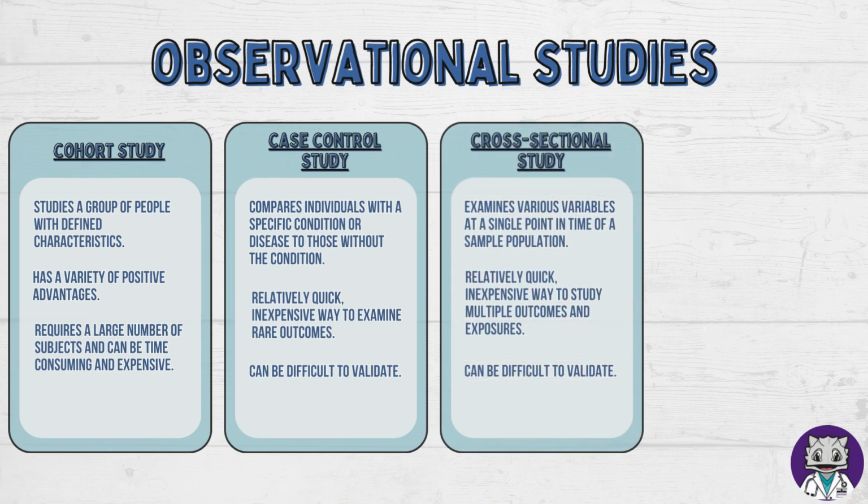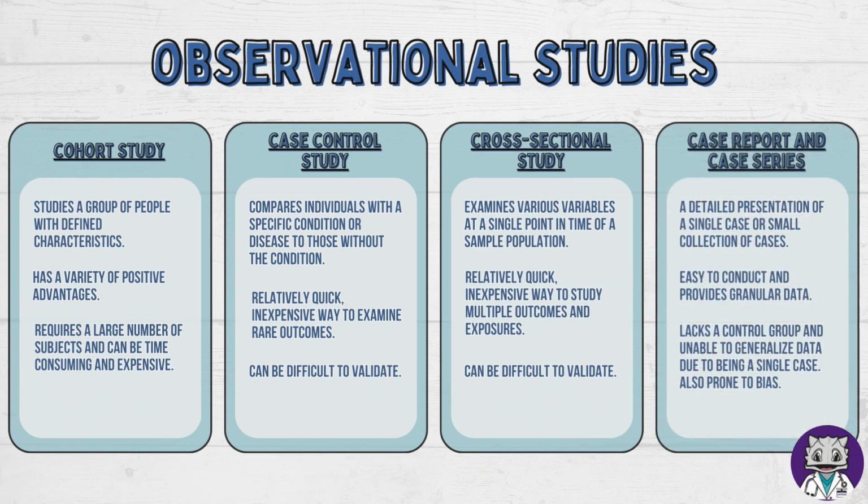Thirdly, we have cross-sectional studies. These provide a snapshot of a population at a single time point. They're quick, inexpensive, and useful for generating hypotheses and studying multiple outcomes and exposures. However, they can't measure incidence, establish cause-effect relationships, or study rare diseases effectively.